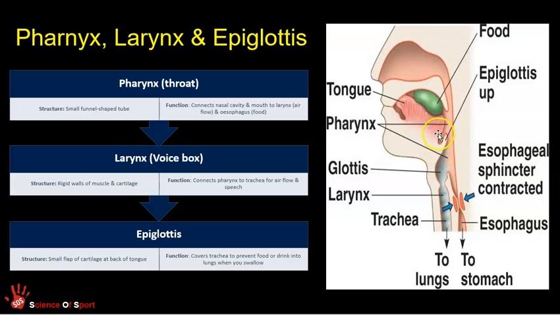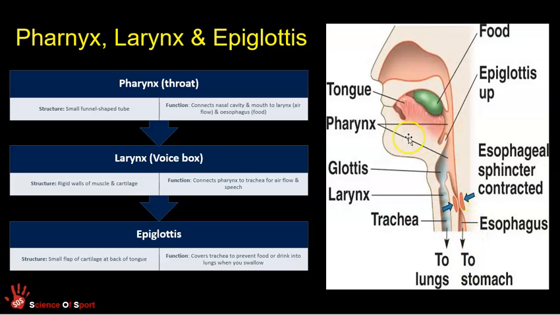Now, importantly, up here, you can see this paler bit sticking up is the epiglottis. Now, the epiglottis is essential. When you eat something and you swallow it, this epiglottis covers the trachea, covers your air tube, because what we don't want is that food or drink going down our air tube and into our lungs. That would be bad. So this epiglottis flaps over the opening of the trachea, forcing the food to go down our food tube into our stomach.